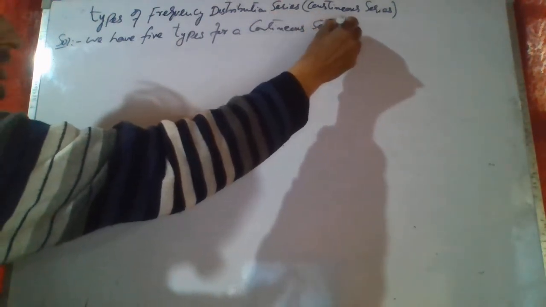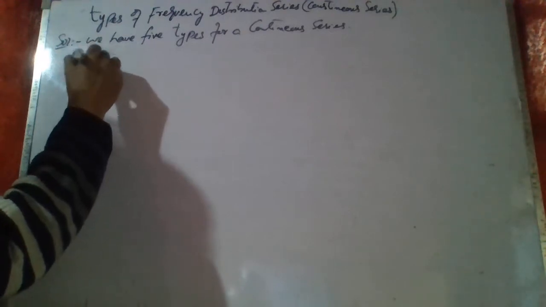Continuous series, as we know, is that series in which the values are in groups, in classes. So a series is continuous when we have groups of data. It is also called grouped data. What are these types? Number first is exclusive series.